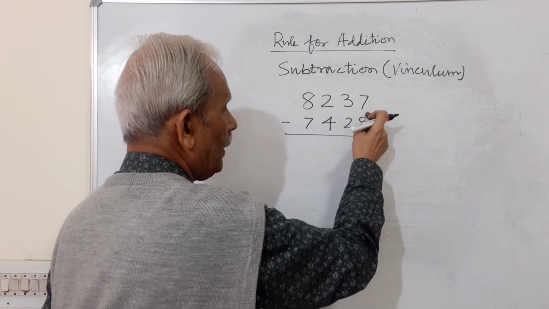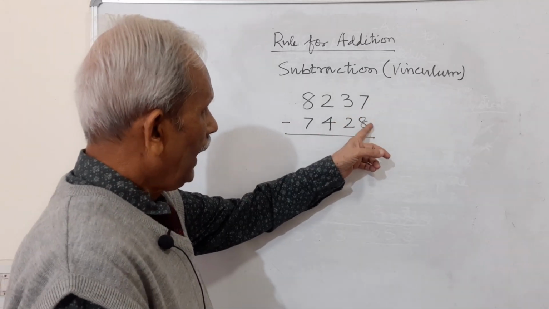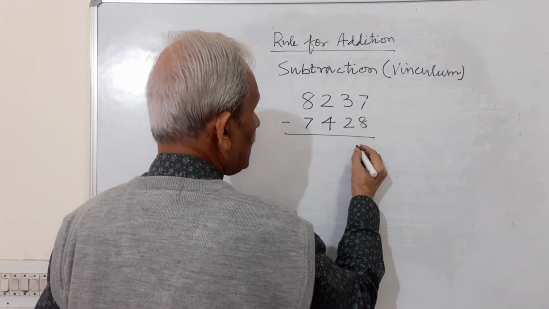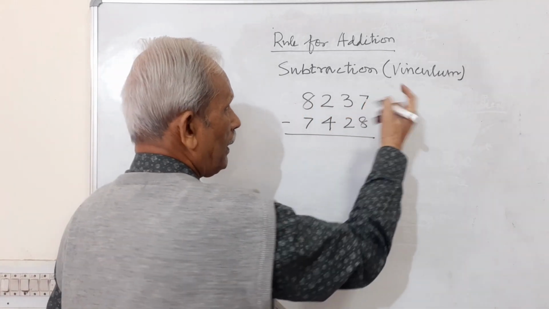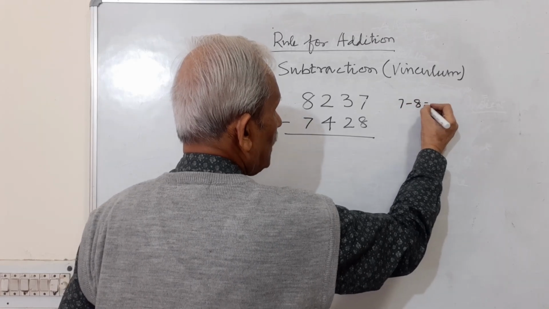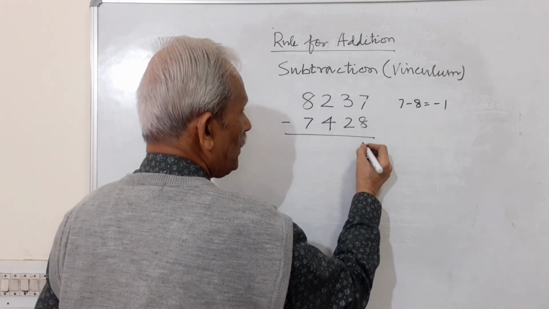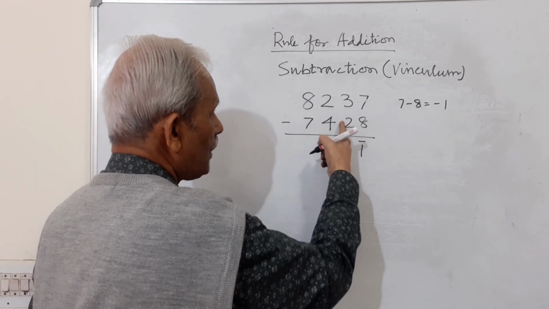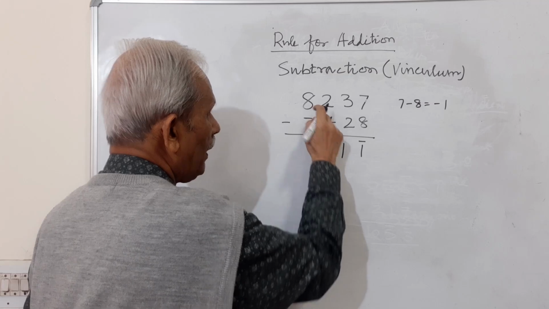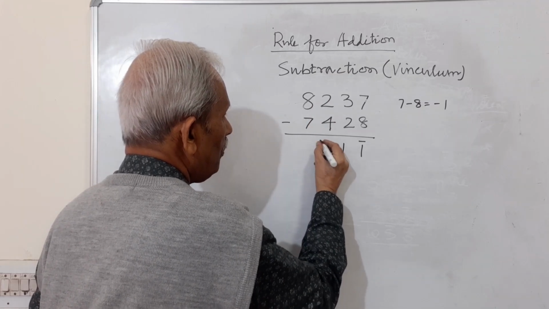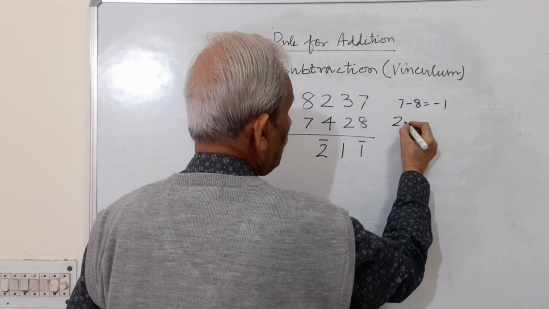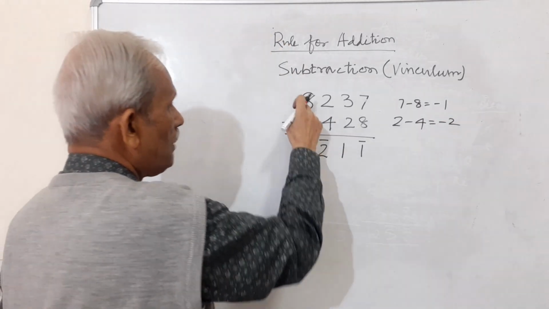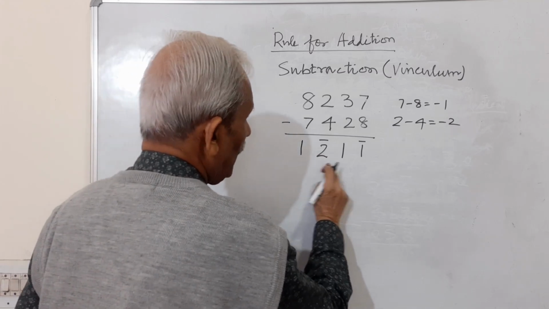8 is negative. You cannot subtract 8 from 7 because 8 is bigger. But what you can write is 7 minus 8 is minus 1. 7 minus 8 is how much? Minus 1. And minus 1 can be written as 1 bar. 3 minus 2 is 1 normal. 4 is bigger. Minus 2, that means 2 bar. 2 minus 4 is what? Minus 2. And minus 2 is 2 bar. And then 8 minus 7 is 1. So actual number is 1, 2 bar, 1, 1 bar.